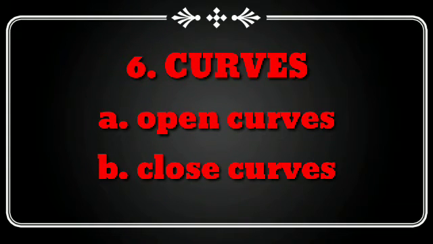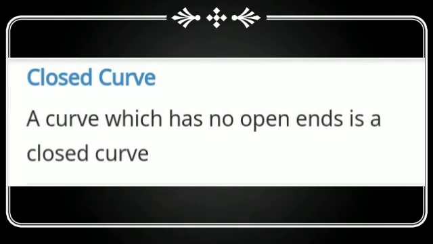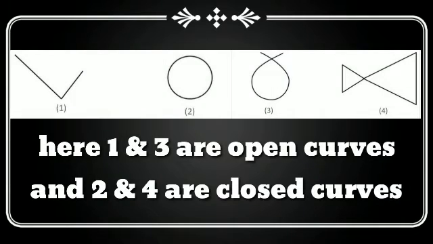Now I am going to the next topic, that is curves. Here we will discuss open curves and closed curves. Firstly I am going to the simple curve, that means open curve. A curve which does not cross itself is a simple curve. And the closed curve: a curve which has no open ends is a closed curve. Here in the pictures, 4 types of curves are given. Here 1 and 3 are the open curves and 2 and 4 are the closed curves.